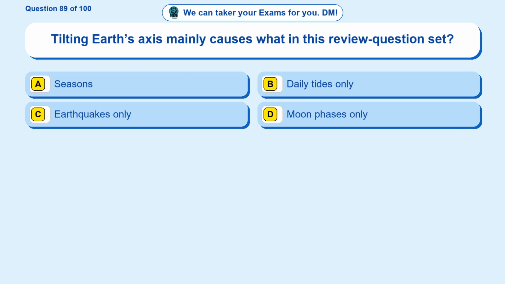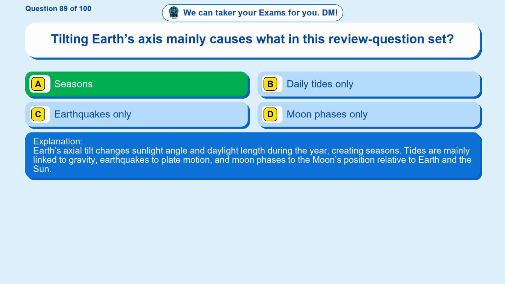Question 89. Tilting Earth's axis mainly causes what in this review question set? Option A, seasons. Option B, daily tides only. Option C, earthquakes only. Option D, moon phases only. The correct answer is option A. Seasons. Earth's axial tilt changes sunlight angle and daylight length during the year, creating seasons. Tides are mainly linked to gravity, earthquakes to plate motion, and moon phases to the moon's position relative to Earth and the Sun.